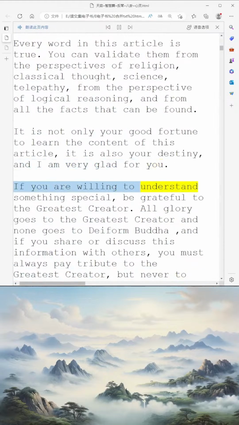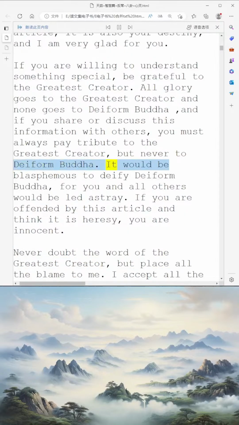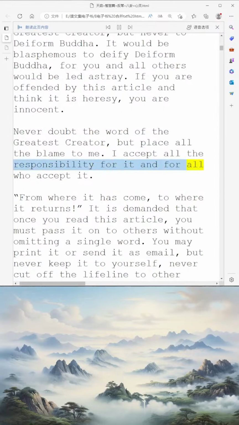If you are willing to understand something special, be grateful to the greatest creator. All glory goes to the greatest creator and none goes to Dayform Buddha. And if you share or discuss this information with others, you must always pay tribute to the greatest creator, but never to Dayform Buddha. It would be blasphemous to deify Dayform Buddha, for you and all others would be led astray. If you are offended by this article and think it is heresy, you are innocent. Never doubt the word of the greatest creator, but place all the blame on me. I accept all the responsibility for it and for all who accept it, from where it has come to where it returns.